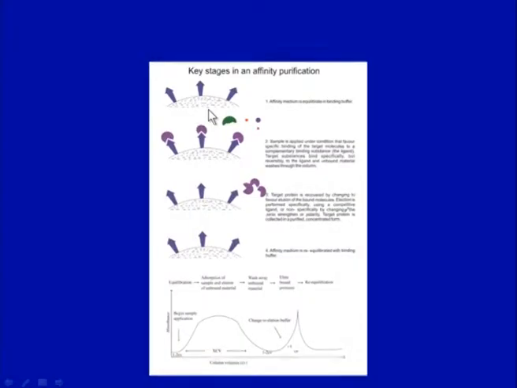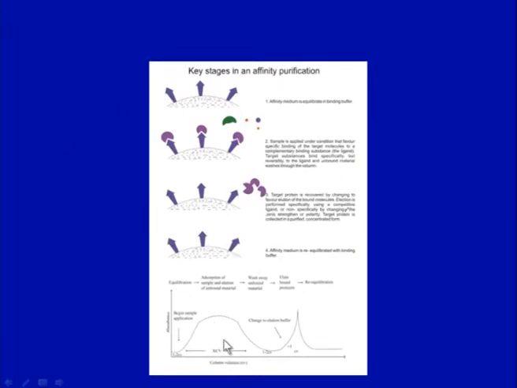If I look at this particular figure, this is very simple. First, you have a ligand which is immobilized, and you have to equilibrate in a particular buffer. These protein molecules come and bind in here, and as you can see, non-specific binders will not be allowed. Then the target protein will be eluted or recovered by changing the conditions, and finally you can regenerate it.